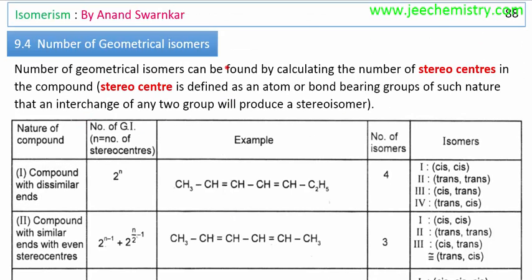The number of geometrical isomers can be found by calculating the number of stereocenters in a compound. Here, n represents the number of stereocenters. So what is a stereocenter?